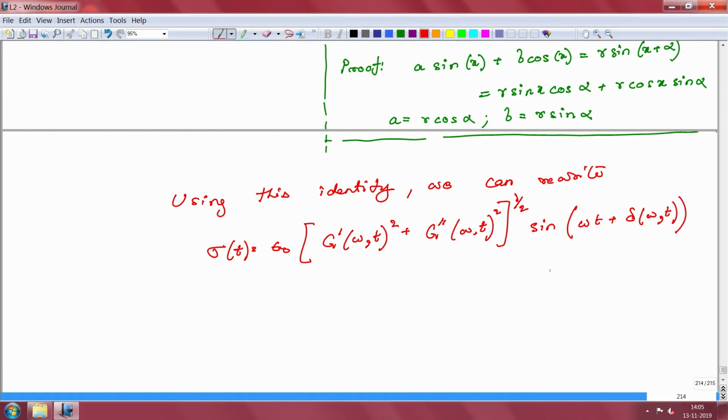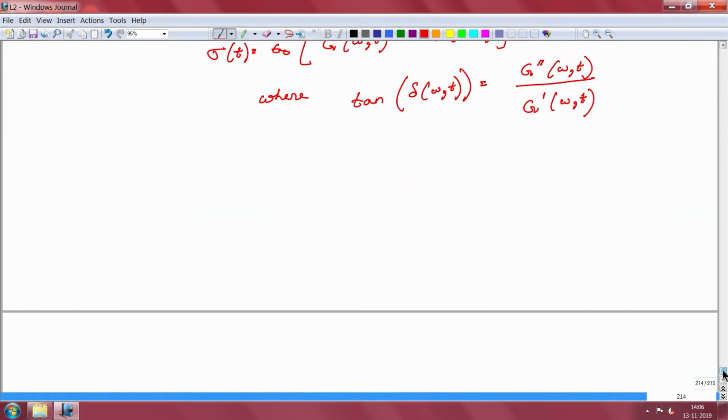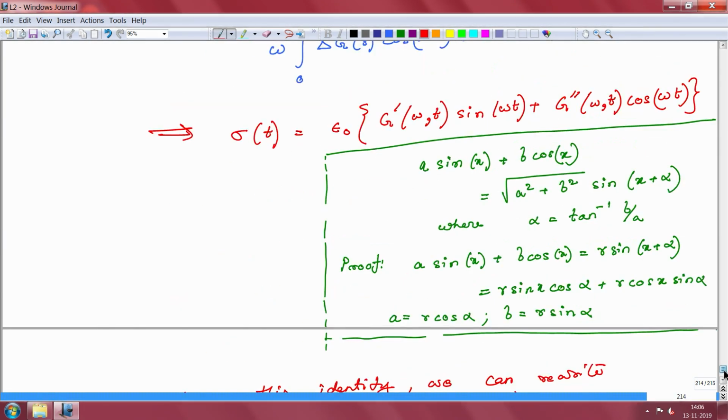Right, but what is tan of the phase shift? It is given as g double dash omega t equal to the ratio of these two terms. Now, here what we see is, so let us just quickly go back to the expression.